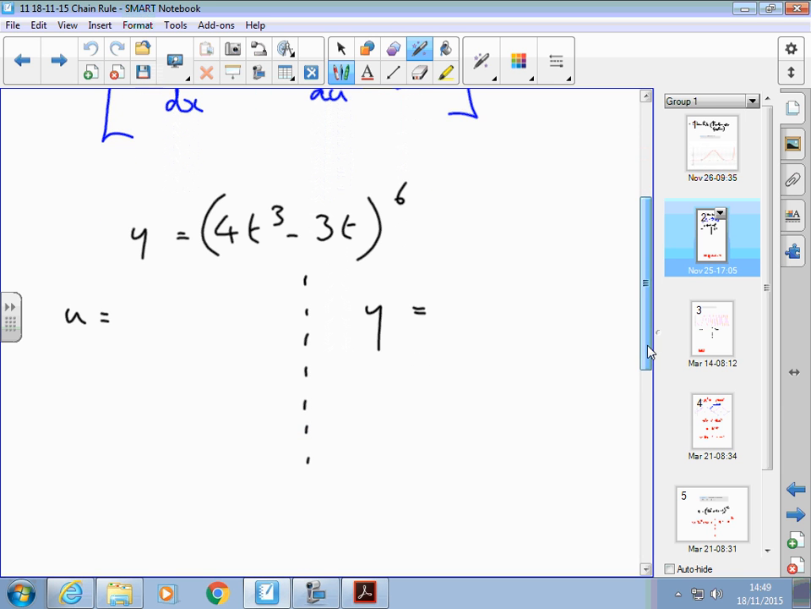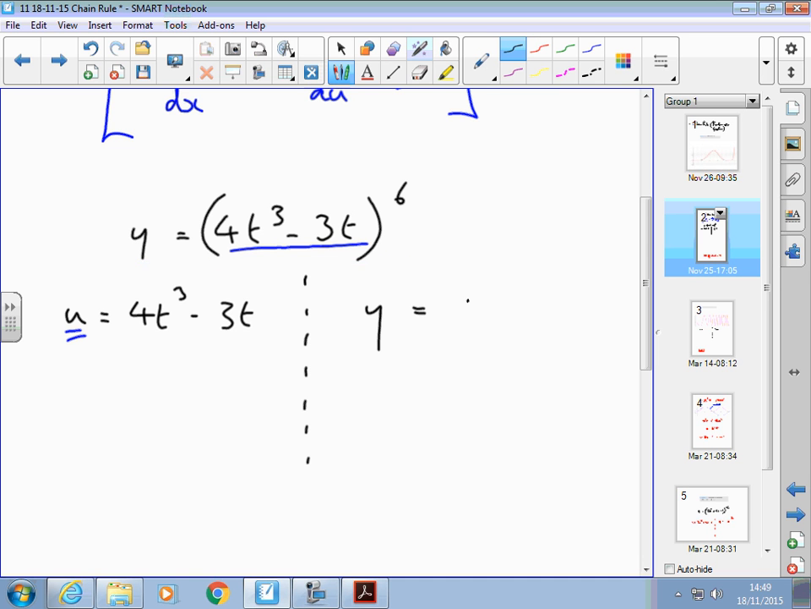So what we do is, and I'll take you through this step by step. The first thing you do is identify that you've got one function inside another, because that means you need to use this chain rule. I've got this function, 4t cubed minus 3t, inside a power 6 function. So what I do is I let u equal 4t cubed minus 3t, the inside bit, if you like. So u equals 4t cubed minus 3t. Now, this is the bit that's different. What I do is I rewrite the original function, but instead of 4t cubed minus 3t, which I've called u, I replace that with u. So I write y equals u to the power 6.